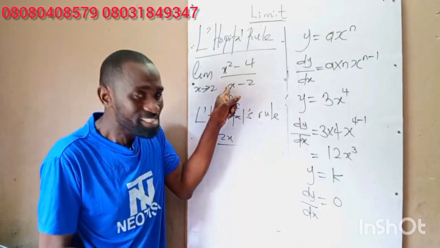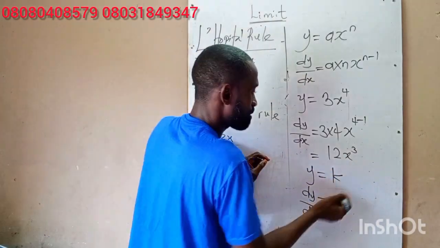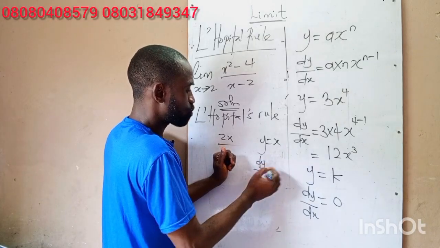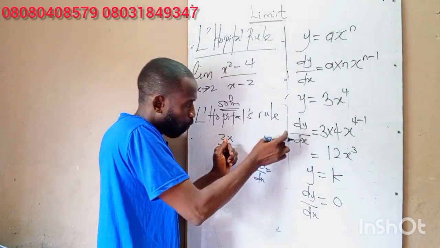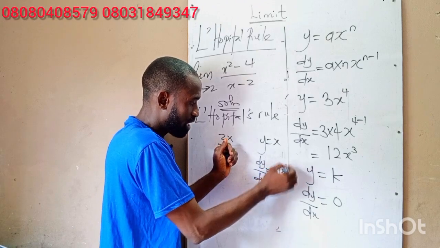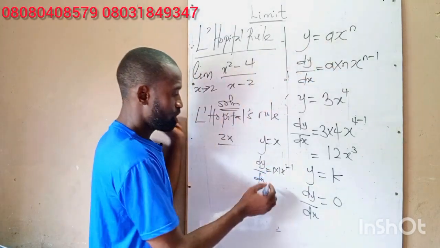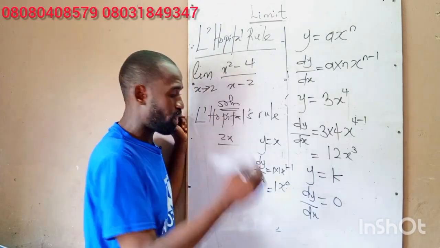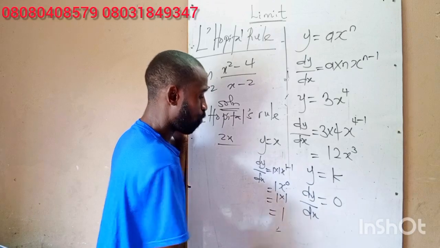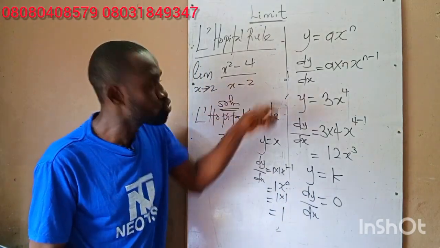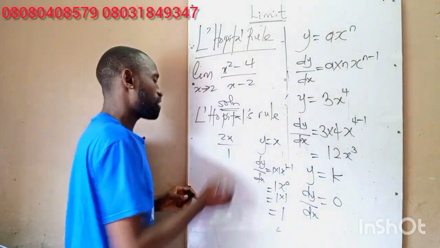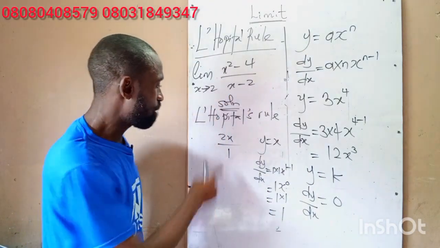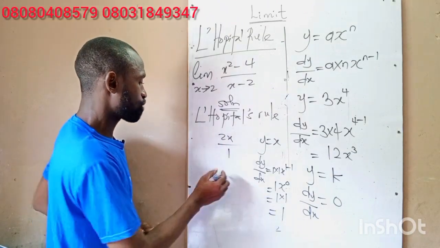Now, differentiate the x. If y equals x, what is dy/dx? It will be equal to 1 times 1, x raised to power 1 minus 1. This is the general formula here. So this will be 1 times x raised to power 0. What is x raised to power 0? That is 1. So I'm having 1 times 1, which gives us 1. So if I differentiate x minus 2, our answer will be 1, because the constant gives 0. So our answer is 2x all over 1, which gives us 2x.